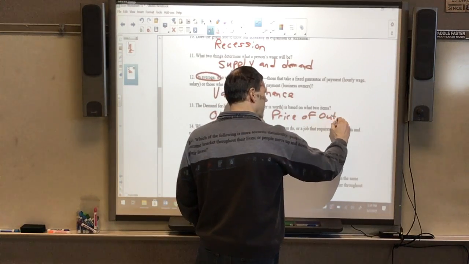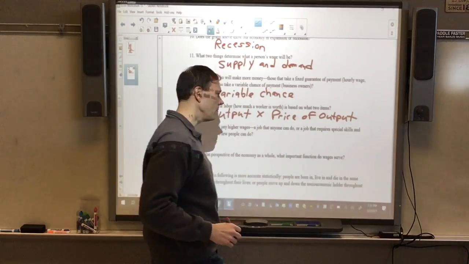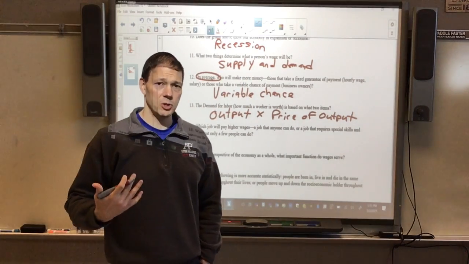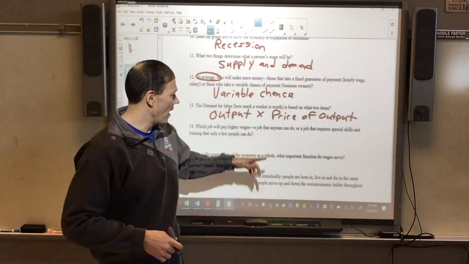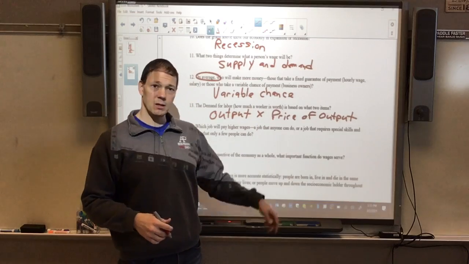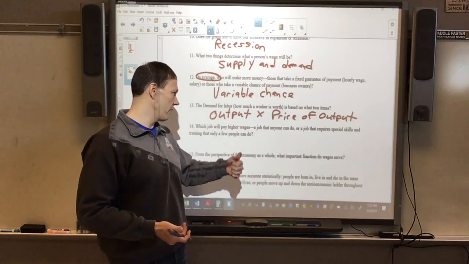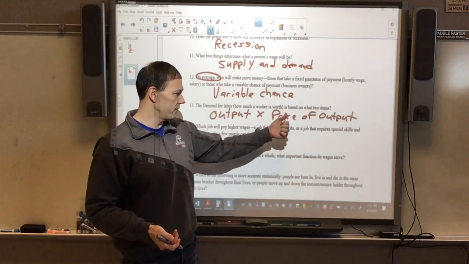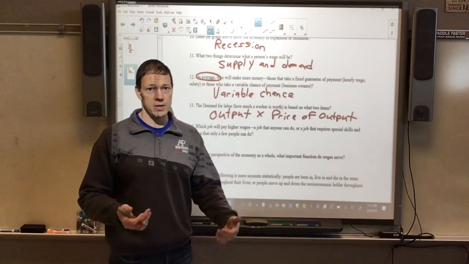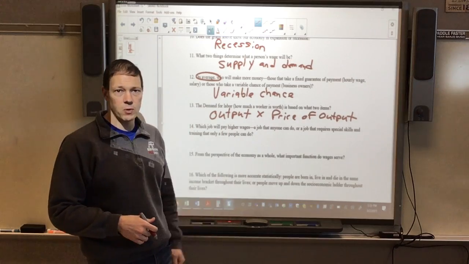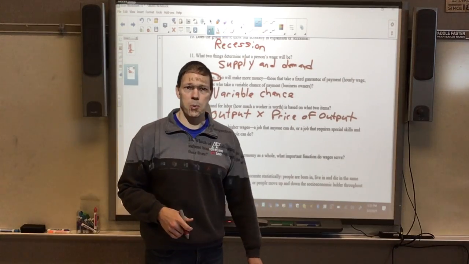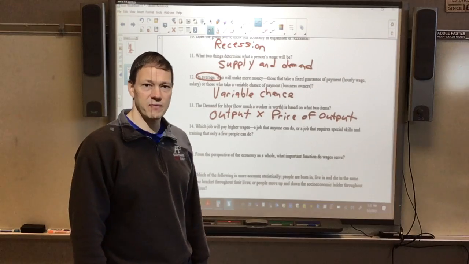Okay, now if you multiply those two things together, you essentially get how much money is added to a company by hiring a worker. If either of these two numbers increase, the value of the worker increases. In other words, if a worker can make more things, or if the value of what they're making increases, that worker is now more valuable to you. If either of these things decrease, if a worker makes fewer things for some reason, or the output becomes less valuable, the workers are less valuable as well.